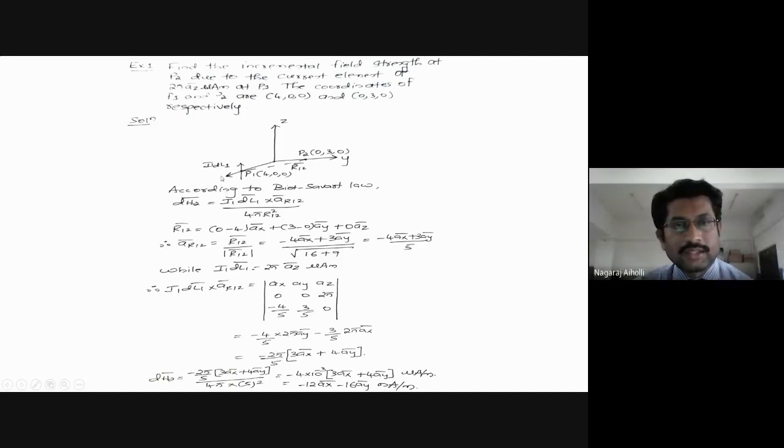Okay. See now, what is the question? Find the incremental field strength at P2. So we are supposed to find the dH, that is the magnetic field intensity dH at P2, due to the current element of 2 pi AZ bar microampere meter at P1. There is a current element at P1. Its magnitude is 2 pi AZ bar microampere meter. The coordinates of P1 and P2 are 4, 0, 0 and 0, 3, 0 respectively.